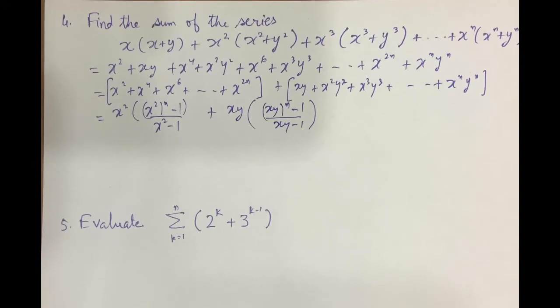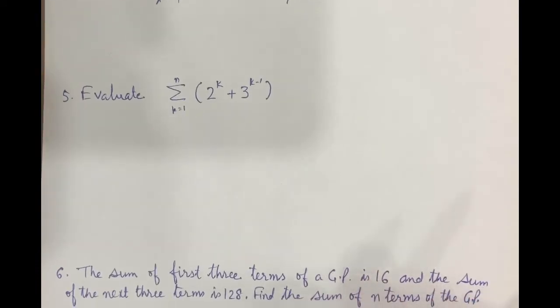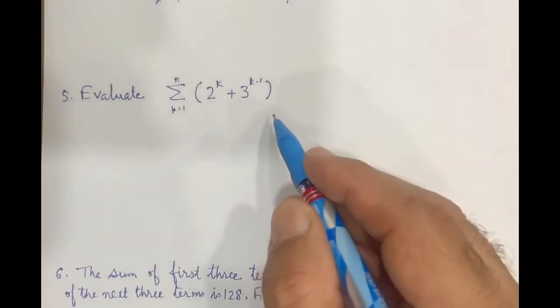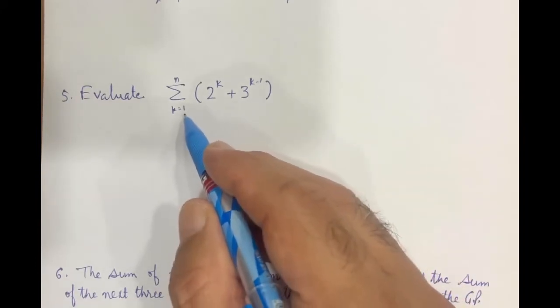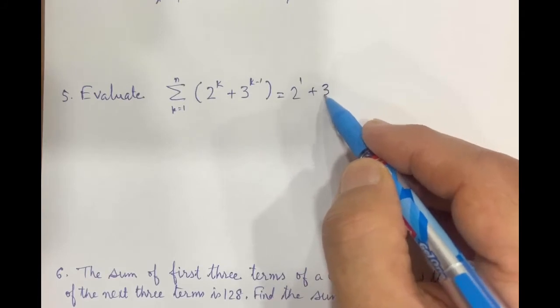So this is the answer. Next, we have to evaluate this. So we substitute values. First of all, k equal to 1. So this is 2 raised per 1 and this is 3 raised per 0.